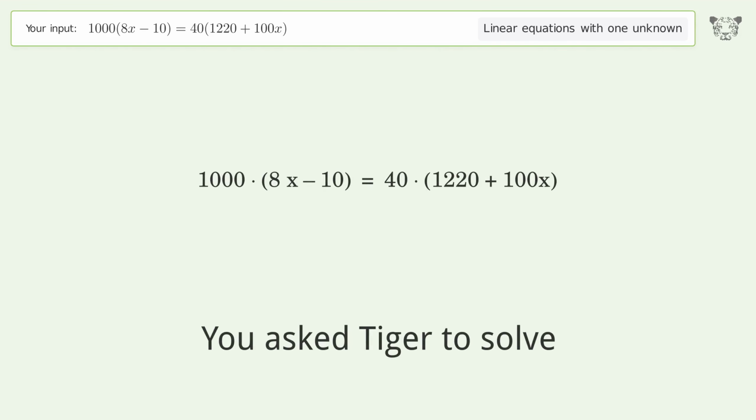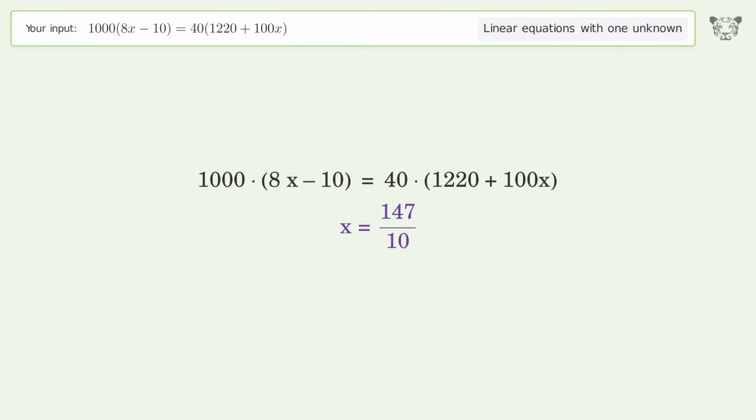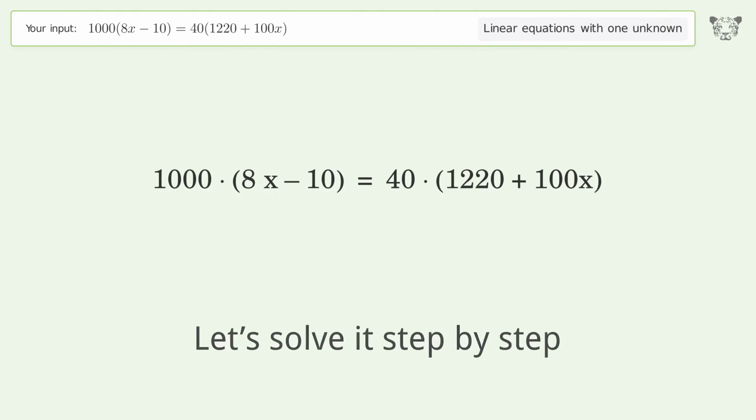You ask Tiger to solve. This deals with linear equations with one unknown. The final result is x equals 147/10. Let's solve it step by step.